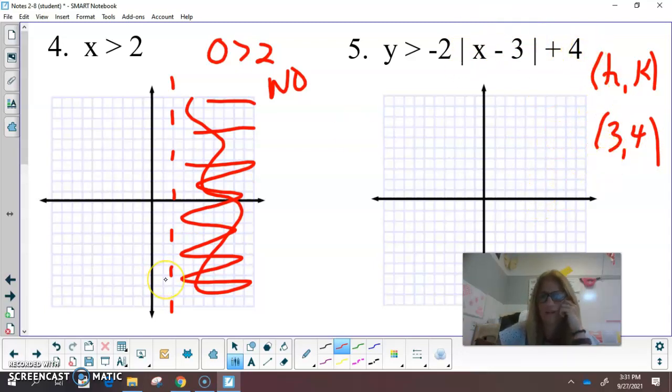All right, so let's graph 3, 4. There is what we call our vertex. 1, 2, 3, 4. All right, now what do we do? Oh, that's right. We need the right side of our V by finding the slope. So our slope is -2. So we're going to go down to the right 1, down to the right 1, down to the right 1, and then go down and left.